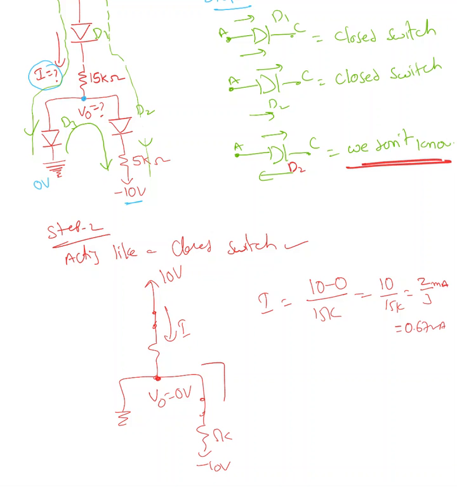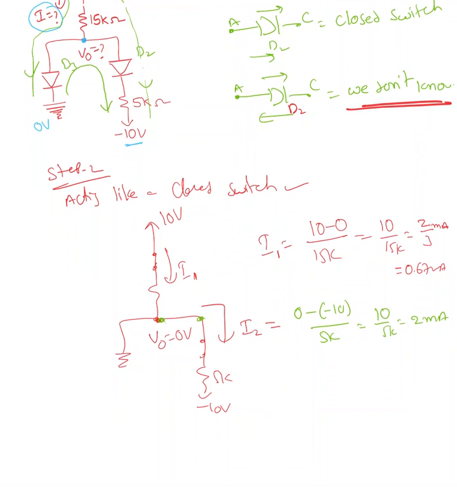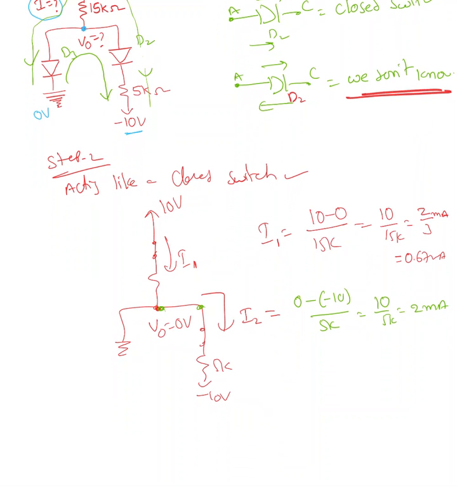So same way, let me label this as I1 for simplification purpose, and I'm going to take I2 equal to, I know the voltage here must be 0, this is minus 10, so 0 minus of minus 10 over 5k, so 10 over 5k equal to 2 milliampere. Okay, so we're assuming this diode D3 is closed, right? So now our goal is finding I1, which we found, and finding V naught, which we found.